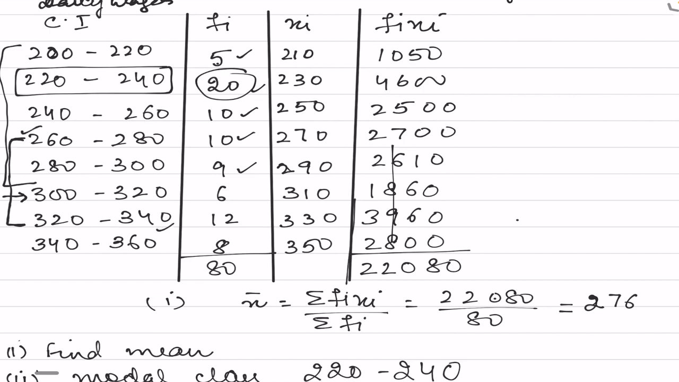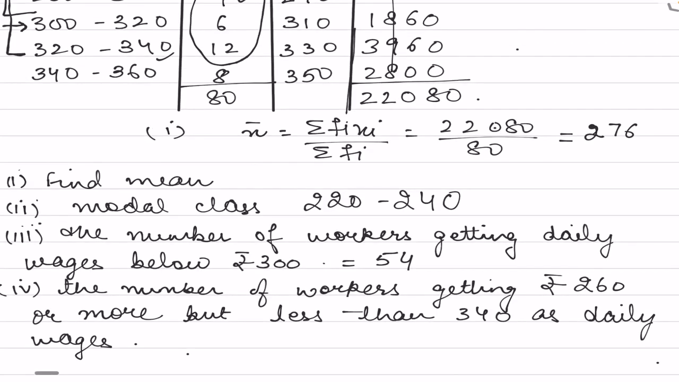So 10 plus 9 plus 6 plus 12 will give the number of workers getting rupees 260 or more but less than 340. So we have to add all these frequencies which are lying in these class intervals. So that is 37. So here the last part, the fourth part answer, is 37.